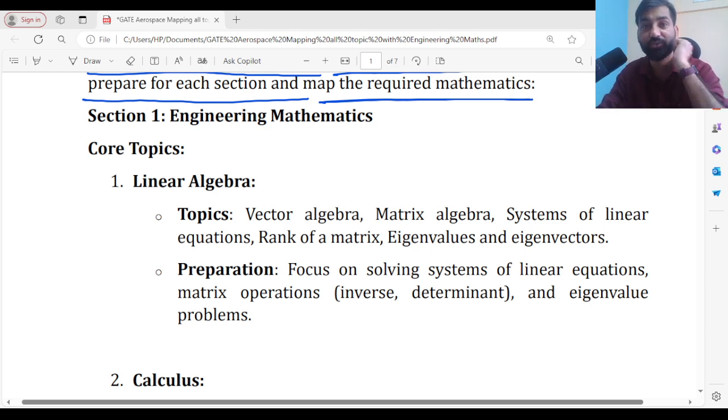This is the reason, but most of the people ignore it. In fact, people who provide classes also do not emphasize this mathematics properly. They just want some formulas and some PYQs to be over, that's it. There is no close mapping.